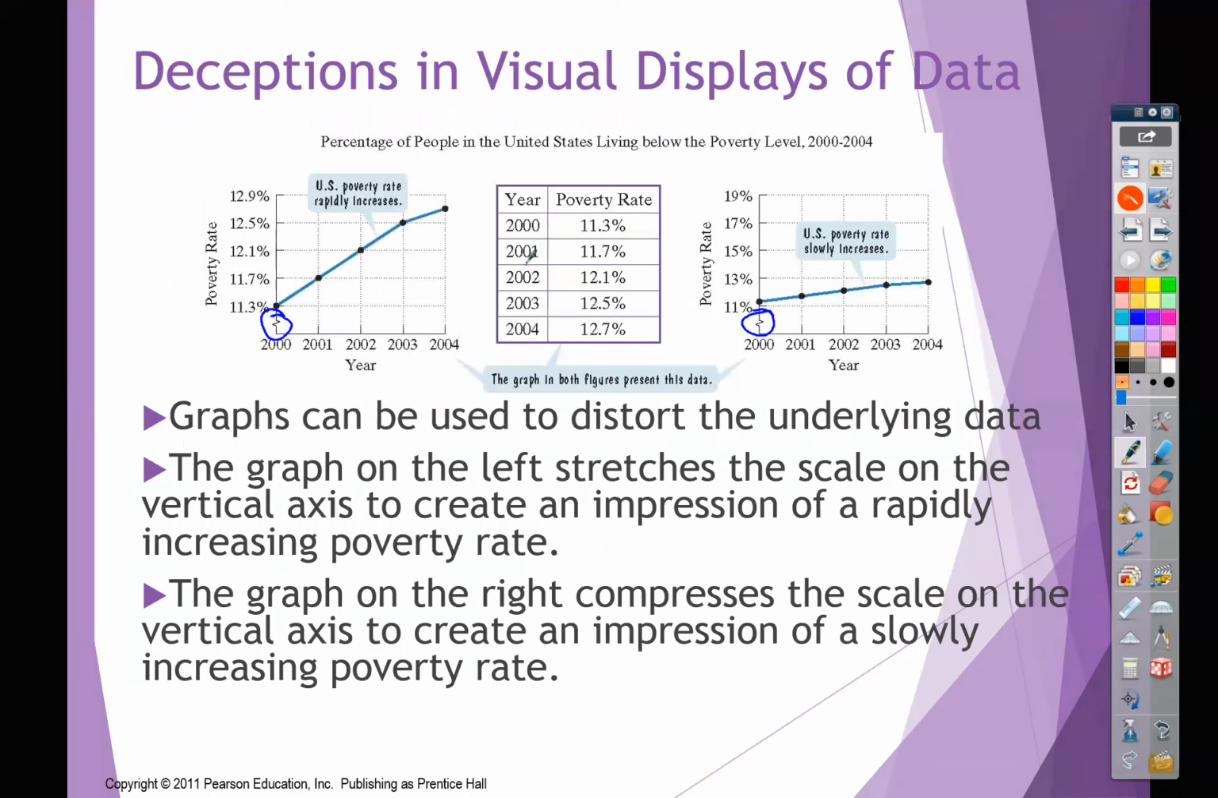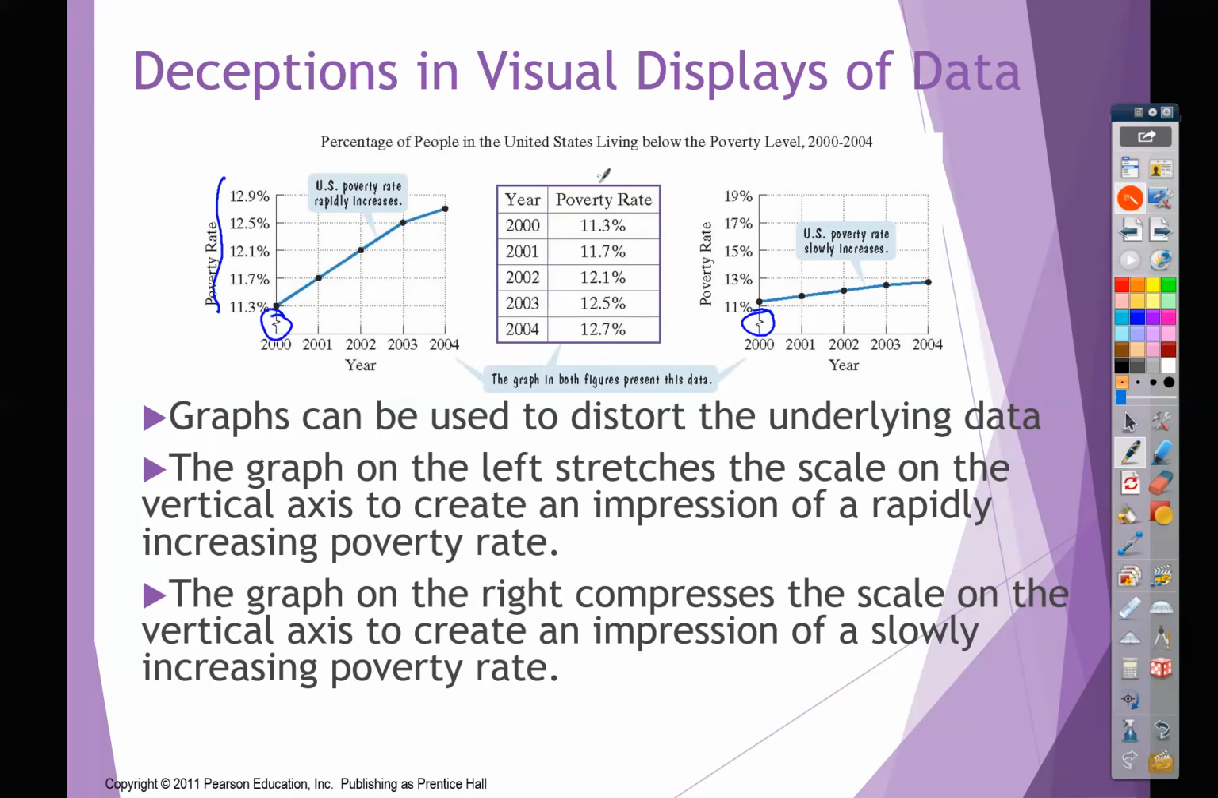Both of them have it. The difference, however, is this one is counting, you see 11.3%, then 11.7%. So they're counting by 0.4% for the y-axis. On this one, they're counting by 2%. So it's the same exact data, but since they're counting by different numbers on the axis, it makes the graph look completely different. Okay, the graph on the right compresses the scale on the vertical axis to create an impression of a slowly increasing poverty rate, like I said.